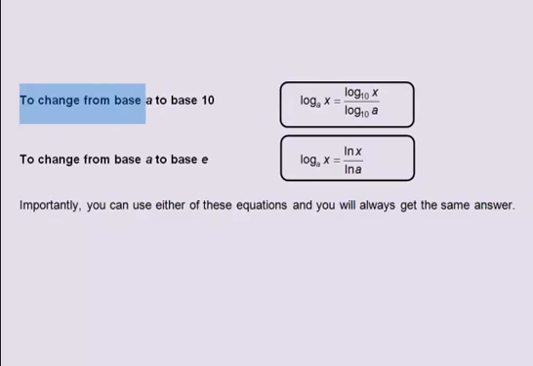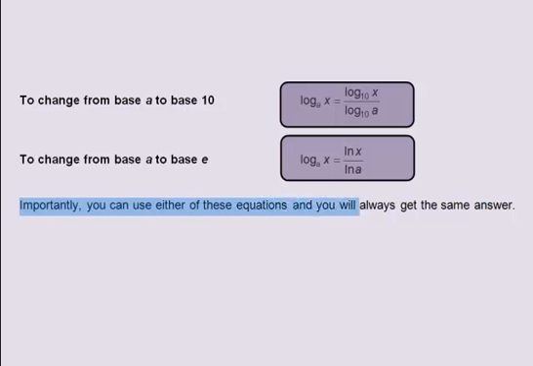To change from base a to base 10, log to the base a of x equals log to the base 10 of x divided by log to the base 10 of a. To change from base a to base e, log to the base a of x equals the natural logarithm of x divided by the natural logarithm of a. Importantly, you can use either of these equations and you will always get the same answer.